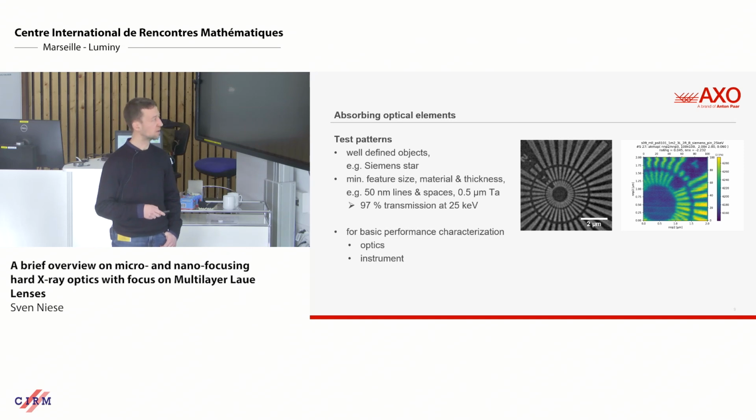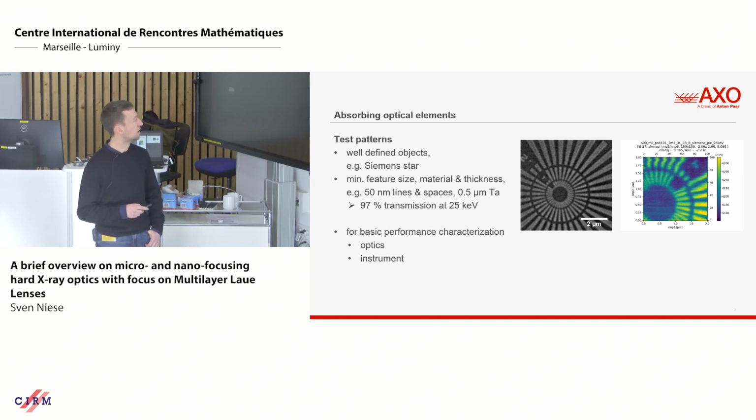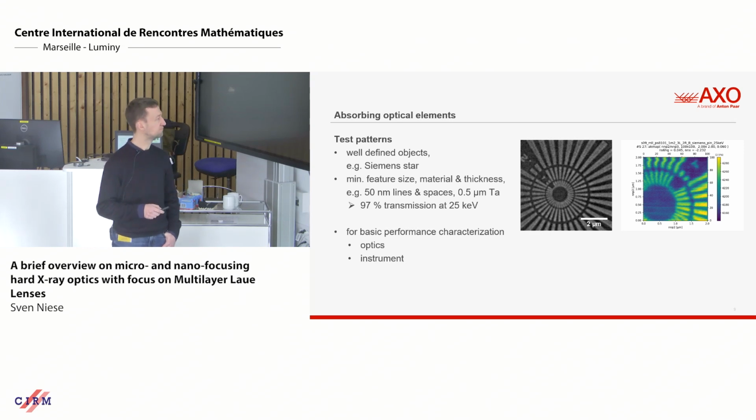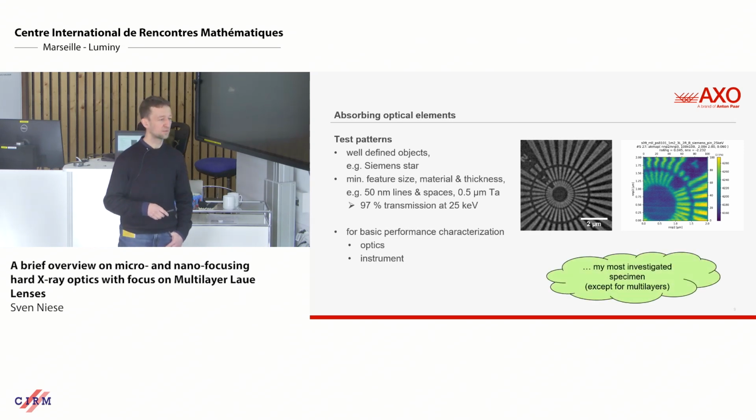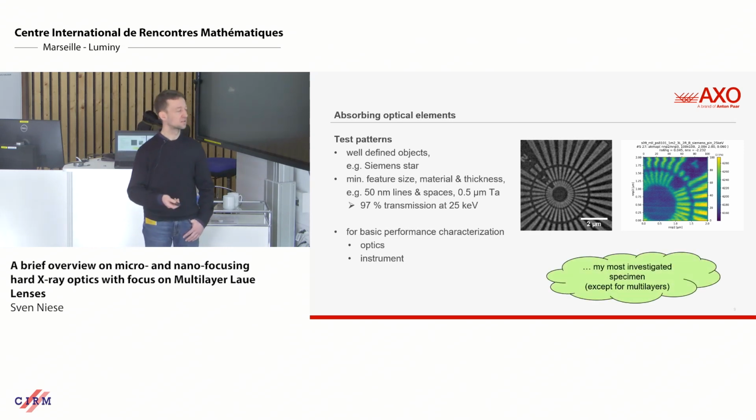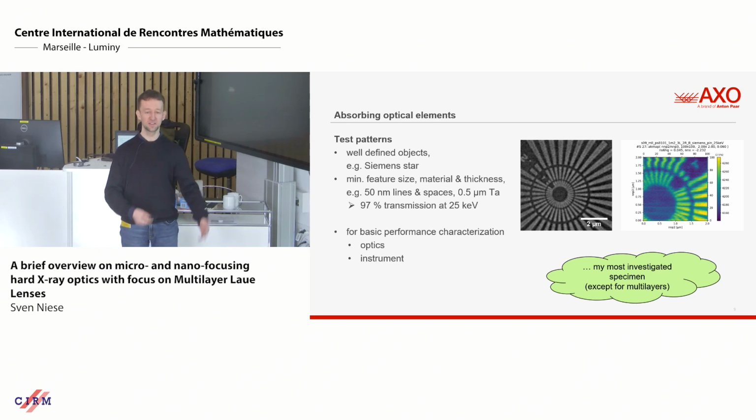They are available with, for example, 15 nanometer lines and spaces. If you want to go to 25 kV, you only have 3% of absorption, which is okay, but not much. And for me, at least in the little work that I do at the synchrotron radiation facility, this is the most investigated specimen. If you develop optics, then you typically do not have real samples, but you're looking at such items here.